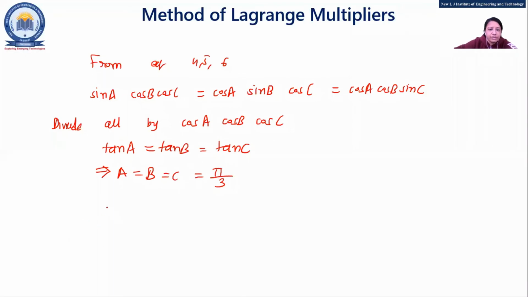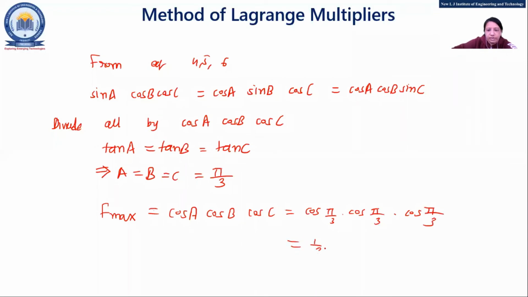Fine. Now, F max is what? The function is cos A cos B cos C. So with A, B, C equal to pi by 3, it is cos pi by 3 into cos pi by 3 into cos pi by 3. Right? So our answer will be 1 by 2, 1 by 2, 1 by 2, that is 1 by 8. So this is our final answer. Yeah, 1 by 8.